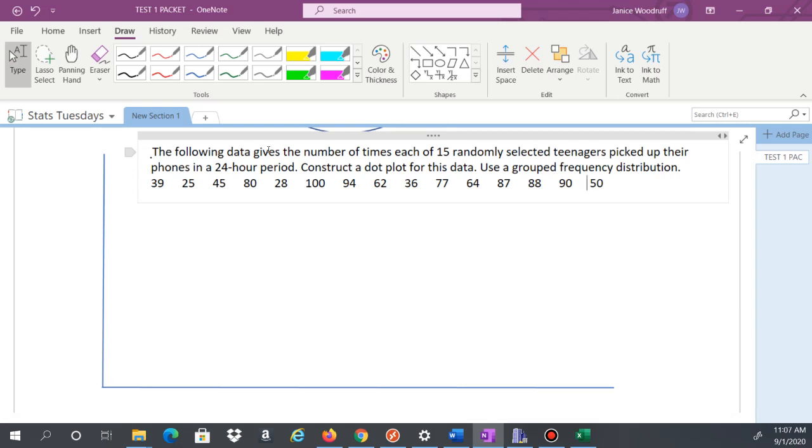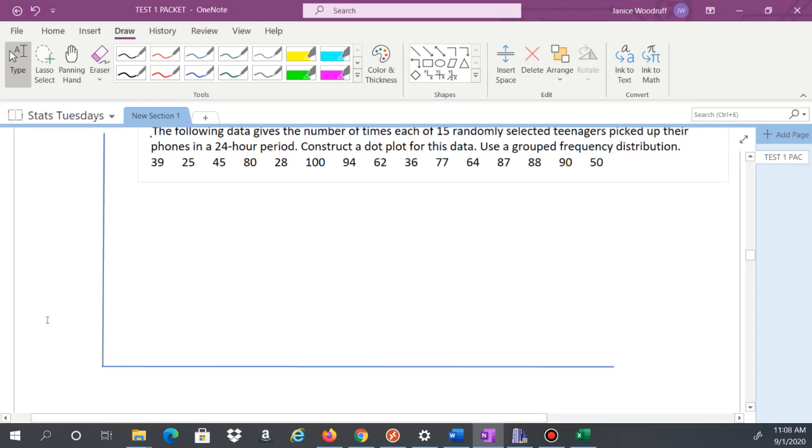If it's a shorter spread, so say if it were 25 to 50, I would go in fives. If it were like 20 to 40 or something like that, I'd go in like threes or fours. So you always want to look at that. Another way, sometimes on the homework, it'll tell you how many groupings to do. So it'll say do 6 groupings. Then in that case, you would do 100 minus 25, divide by 6. That would give you how much you need to spread the data out.